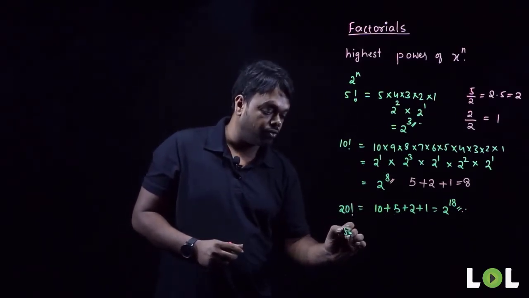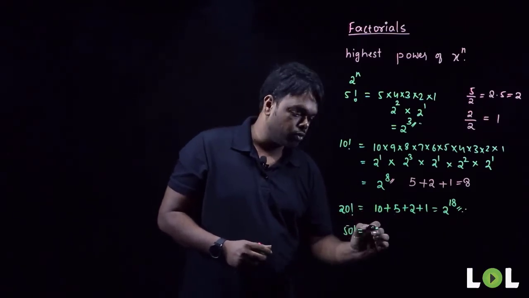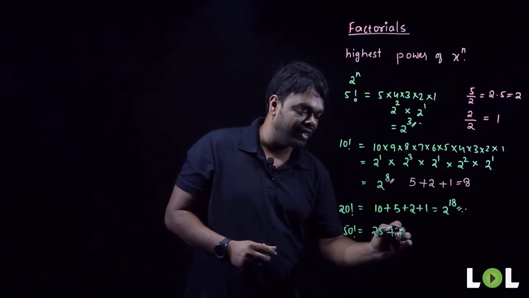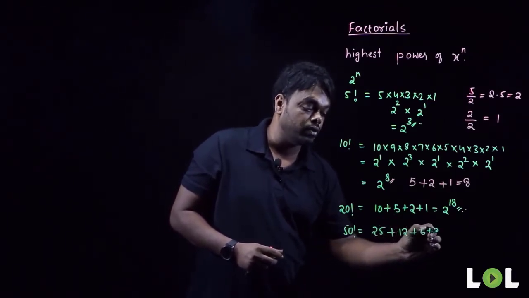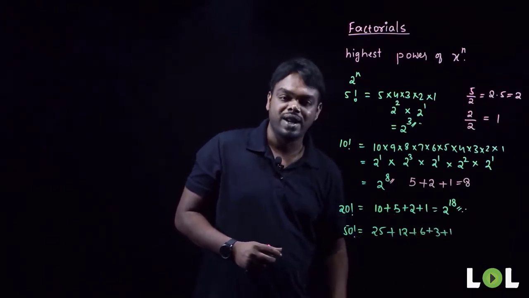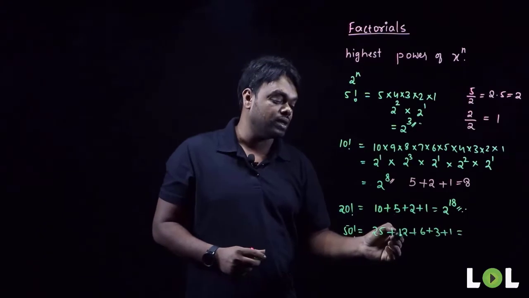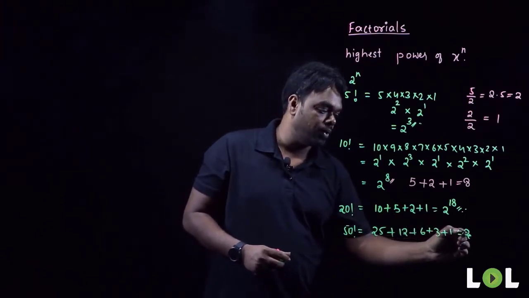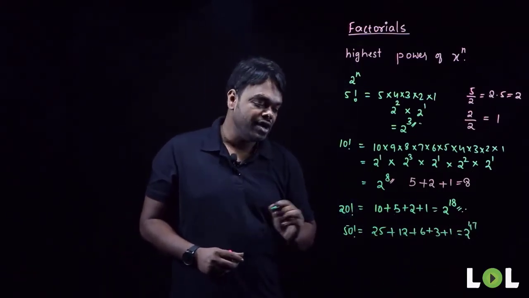Suppose I talk about 50 factorial, what do we do? Divide 50 by 2. So, what do we get? 25. 25 by 2 is 12.5. We will take only 12. Plus again 12 by 2 is 6. 6 by 2 is 3. 3 by 2 is 1. So, let us count everything. What do we get? 25 plus 12, 37. Plus 6 is 43. Plus 3 and 1, 2^47 is the highest power of 2 in 50 factorial.